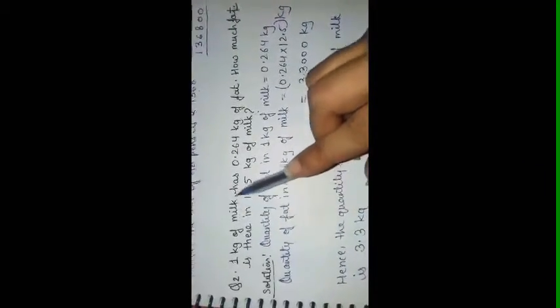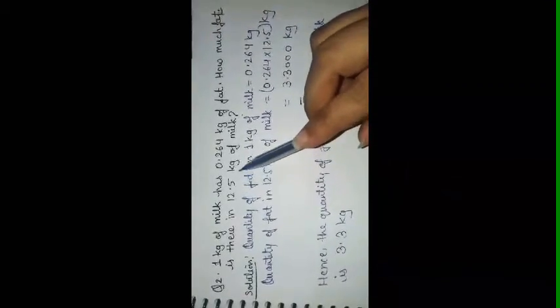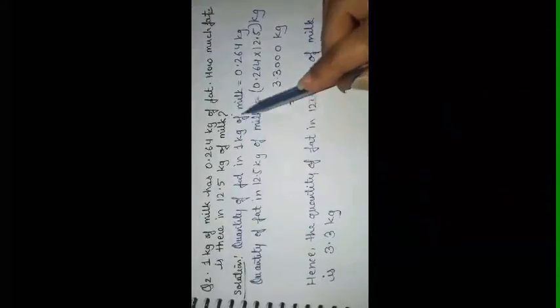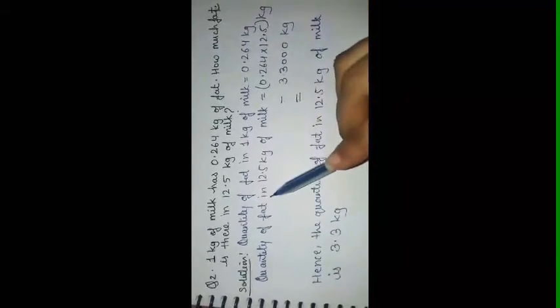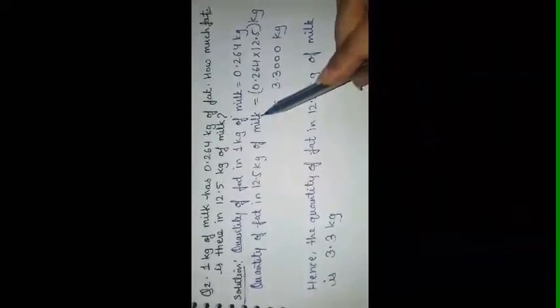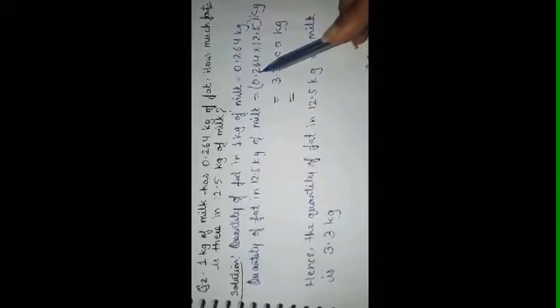Next, 1 kg of milk has 0.264 kg of fat. How much fat is there in 12.5 kg of milk? Quantity of fat in 1 kg of milk is 0.264 kg. For the quantity of fat in 12.5 kg of milk, multiply 0.264 by 12.5 kg. Again, multiplication of decimal by decimal.